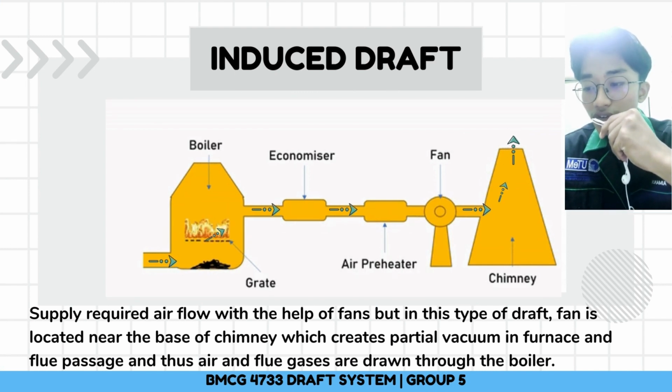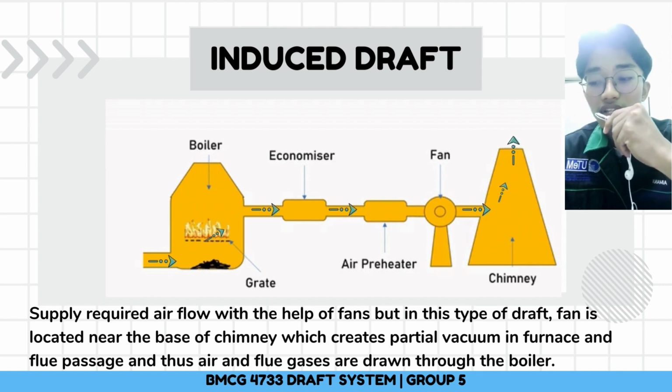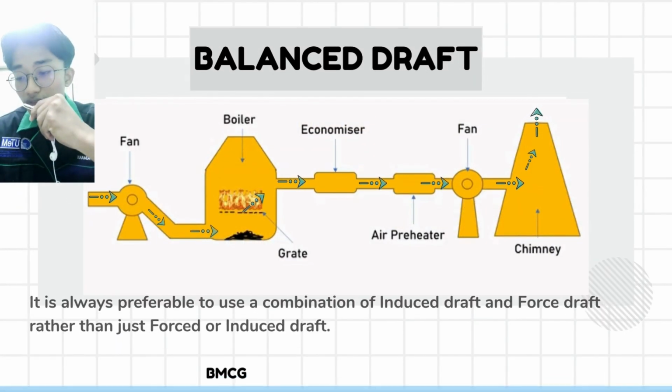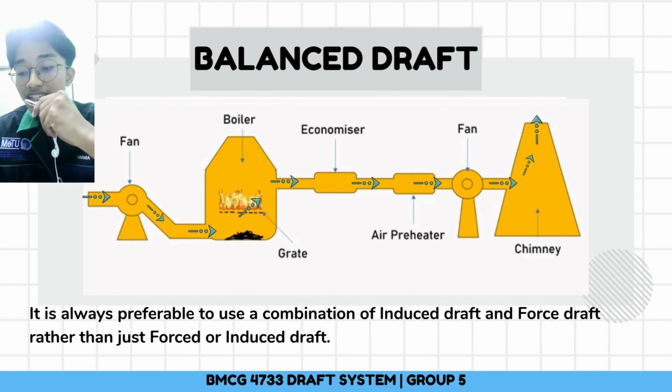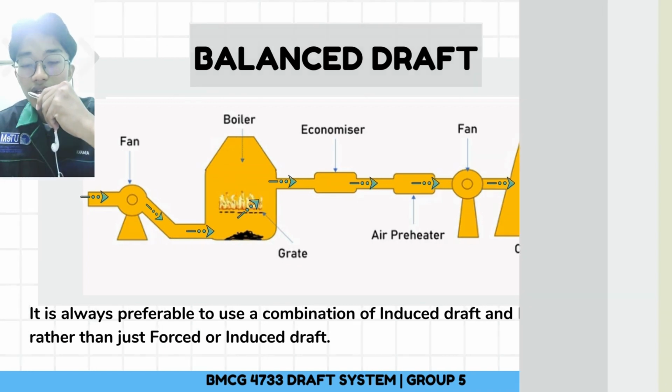of draft fan is located near the base of the chimney, which creates a partial vacuum in the furnace and flue passage. The air and flue gases are drawn into the boiler due to the comparatively higher pressure of the outside air. Balanced draft is a combination of the forced and induced draft. Balanced draft is the most effective draft, and it is used in larger boilers.